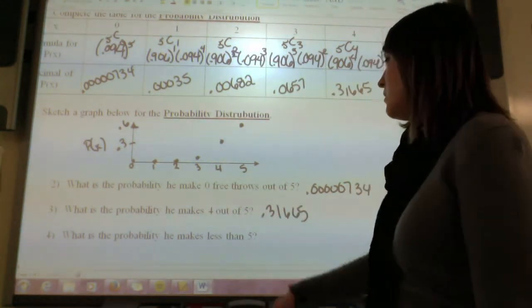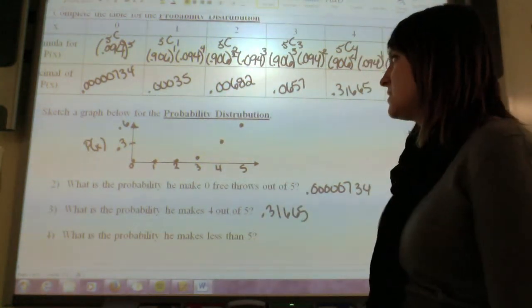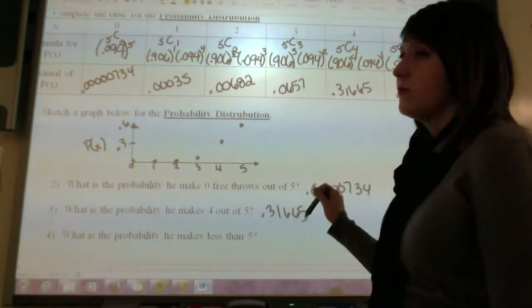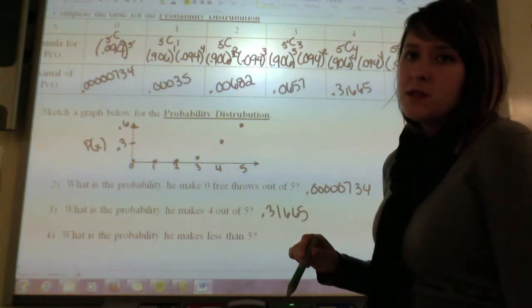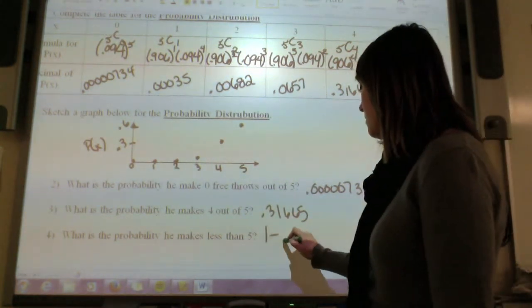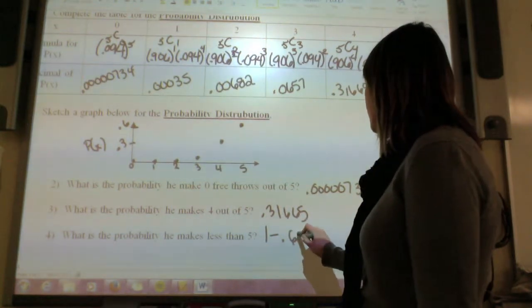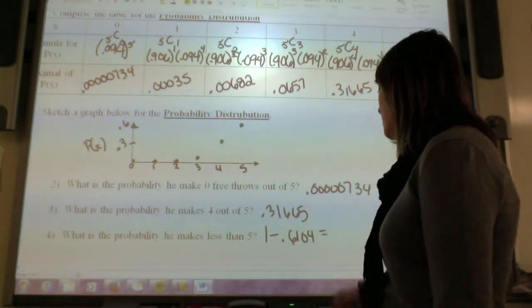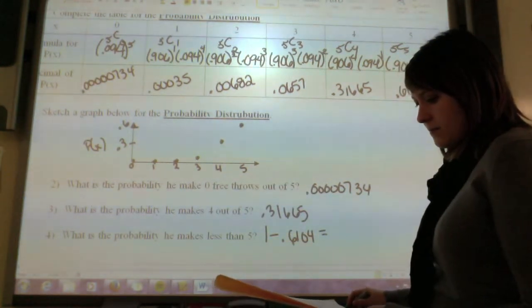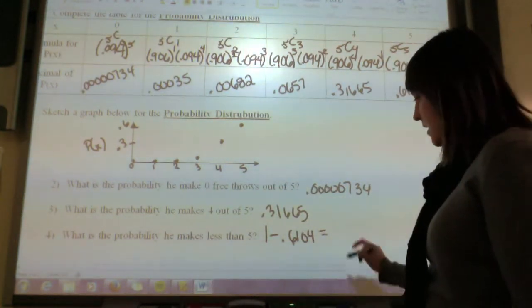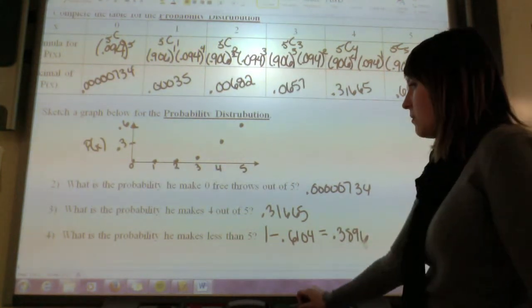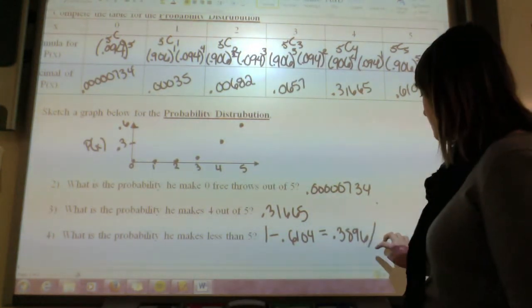What's the probability that he makes less than 5? In other words, he makes 0, 1, 2, 3, or 4. For that one, it might be easier to just calculate the complement of him making 5, which would be 1 minus 0.6104. If I calculate that out, I get 0.3896. So that's the probability that he makes less than 5.